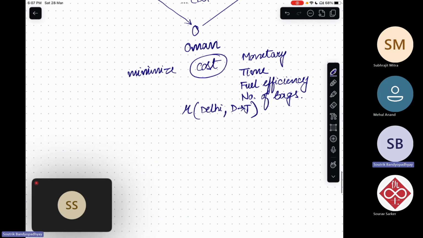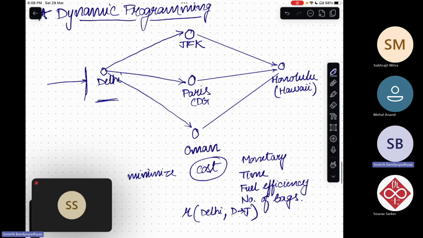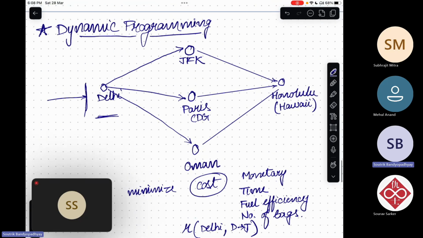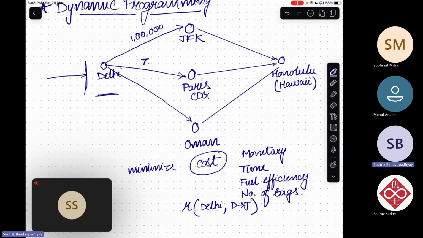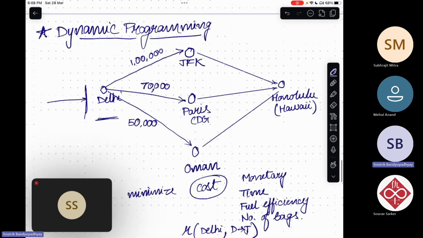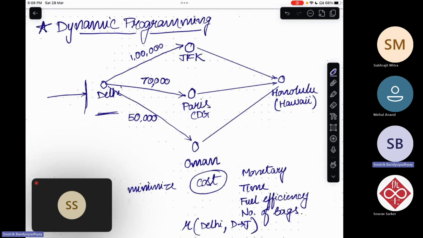So you can assign costs for each of these legs of the journey, right? So let's say Delhi to JFK takes some amount of money. Let's say this is 1 lakh rupees, right? For Delhi to Paris, this may be, let's say, 70,000, and let's say Delhi to Oman is cheap at 50,000 rupees. Right? Now, these numbers are indicative. Don't quote me on these.